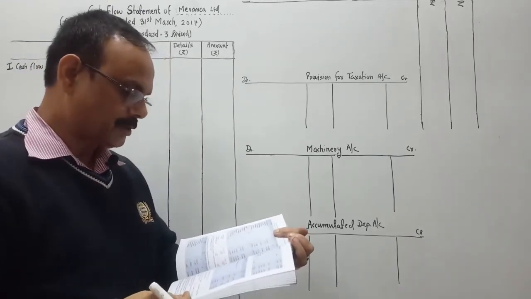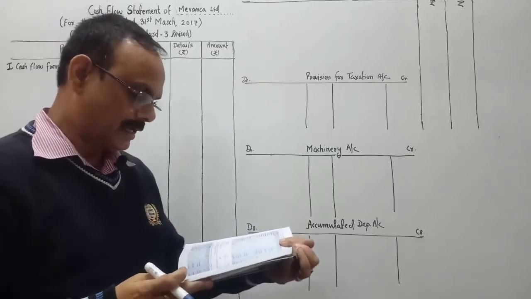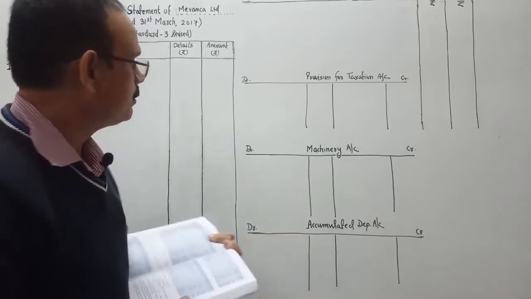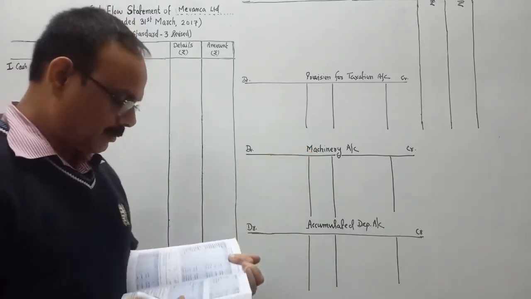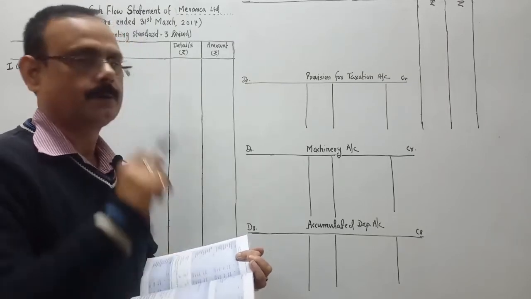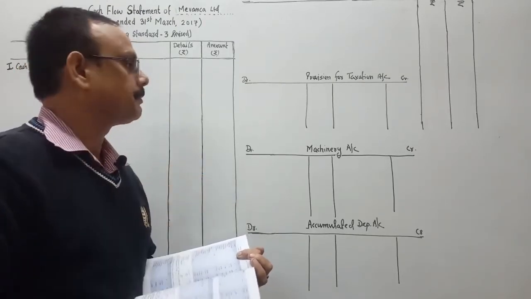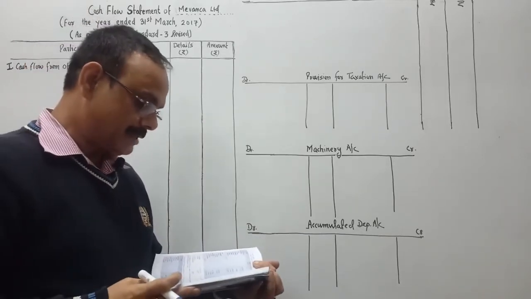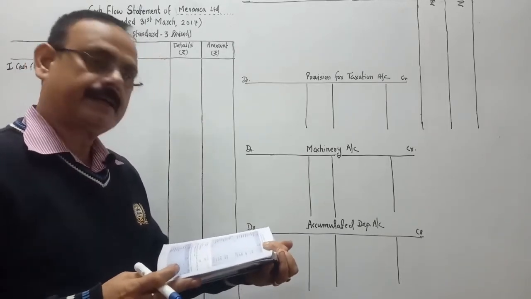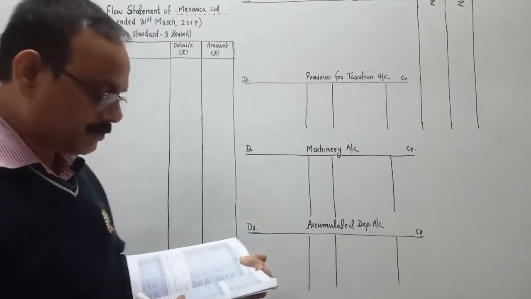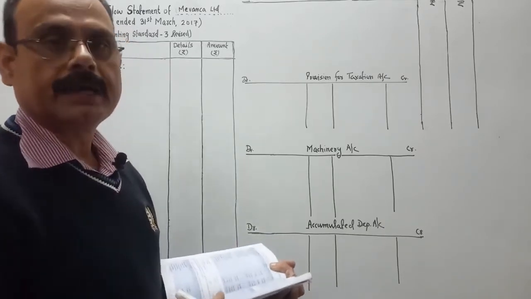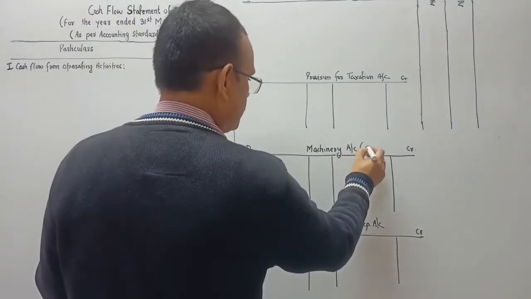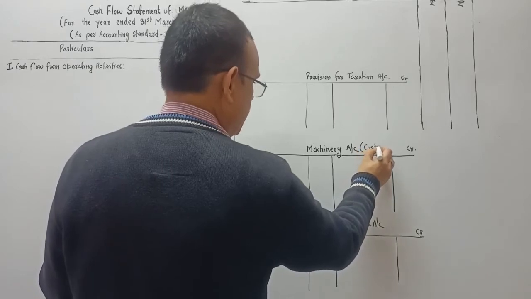We are going to do the working note related to machinery, the ledger of machinery. You see working note number 4. You refer to note number 4 to do the working for this machinery. In note number 4, it is mentioned machinery, thereafter accumulated depreciation, and thereafter written down value. I am going to prepare the machinery account at cost.